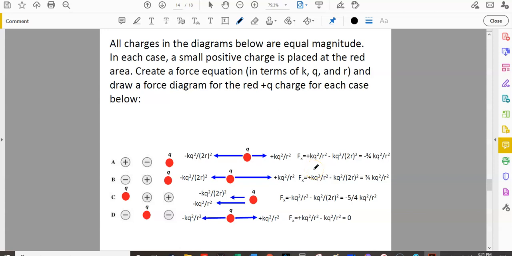So you're supposed to draw those vectors and sum the forces on each one of these red charges, and then get an overall answer in the form of kq squared over r squared. Okay? How did you do? Hopefully you did well.